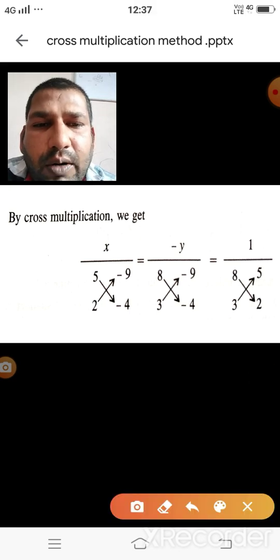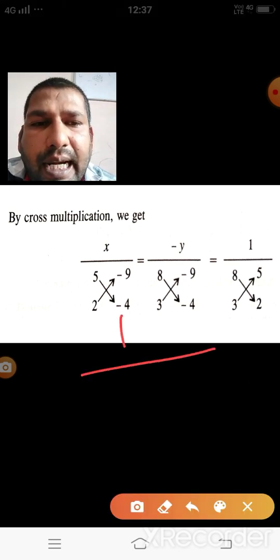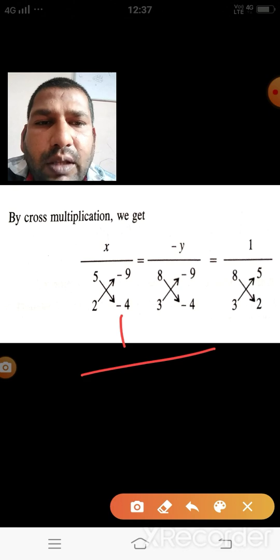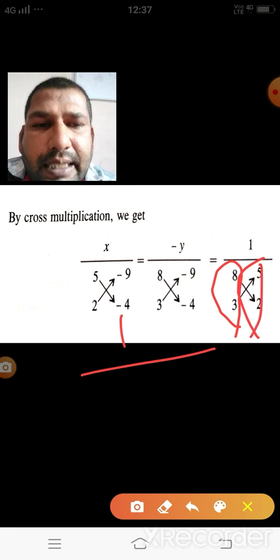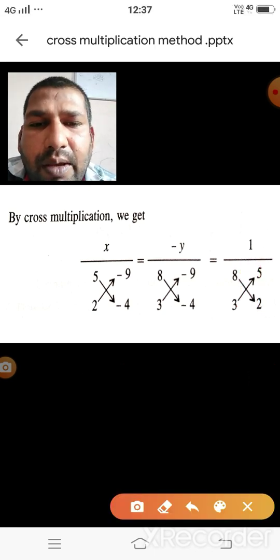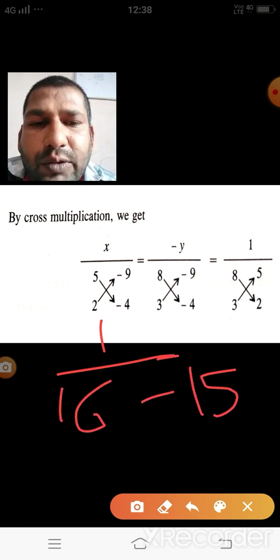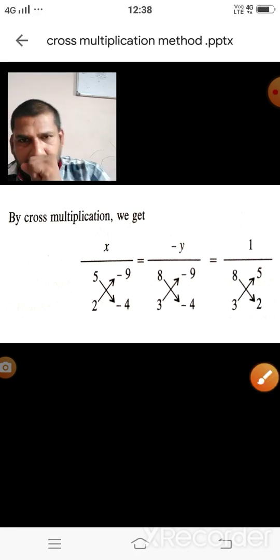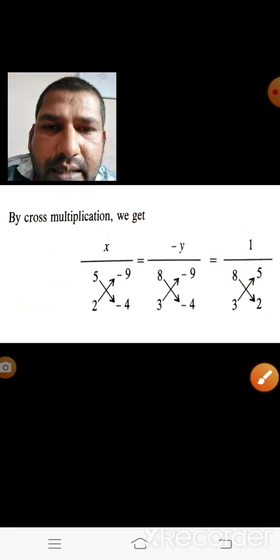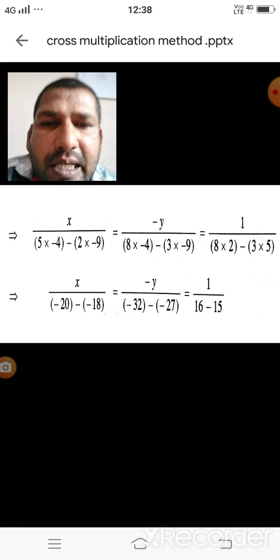Then same for 1 upon. For 1 upon, we have to write down the values of the coefficient of x first, then the coefficient of y, then we take the product. 1 upon we get 8 into 2 is 16, minus 15. This we get. This means the given expression we get here.